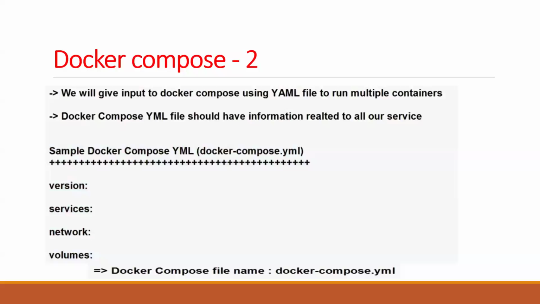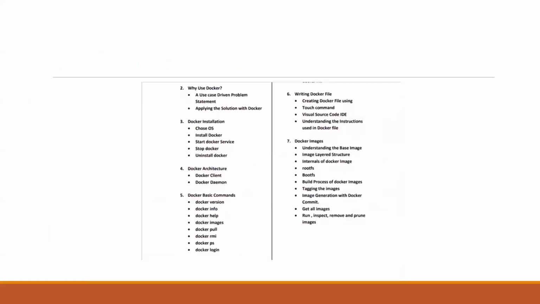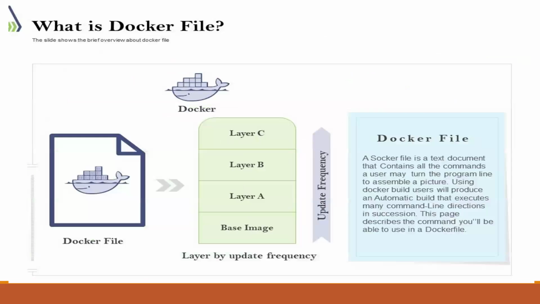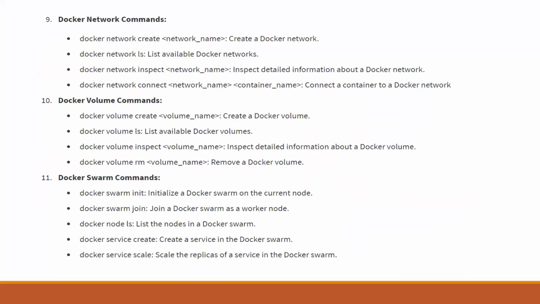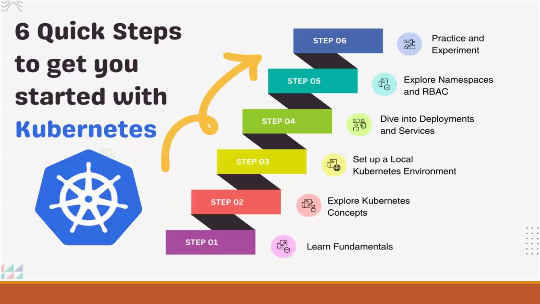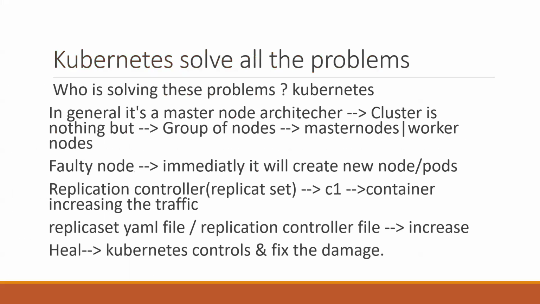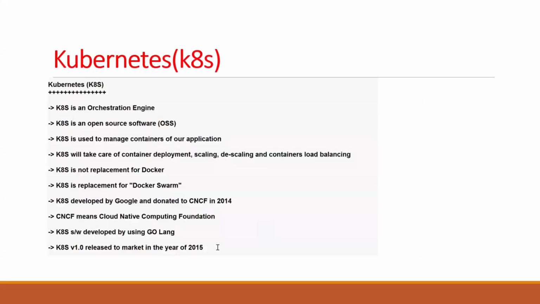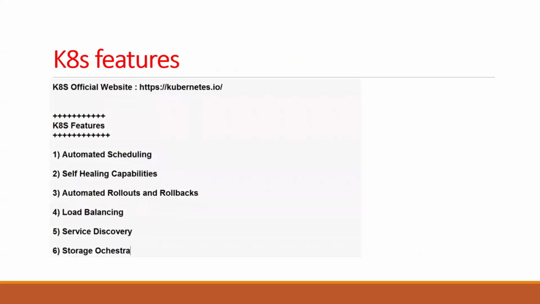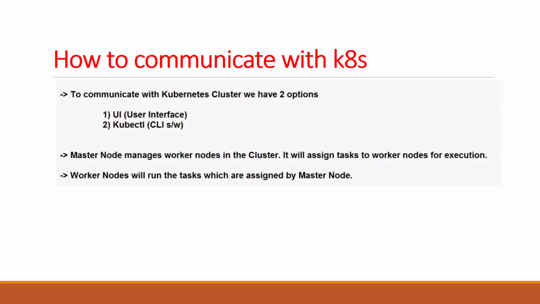So what are microservices? Docker Compose, right? We'll discuss it, and then Kubernetes. So what will we discuss next? Kubernetes. What is the difference between Docker Swarm and Kubernetes? How Kubernetes came into the picture, who developed it, to whom it was donated, and what is the difference between Docker and Kubernetes. So what is Kubernetes?